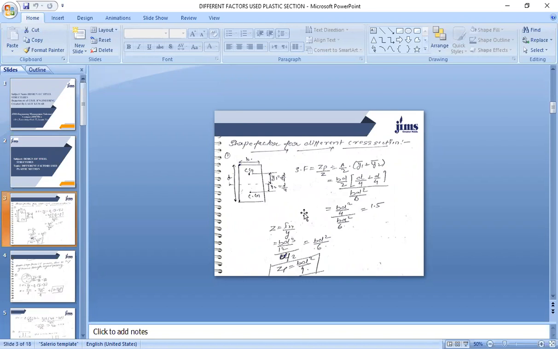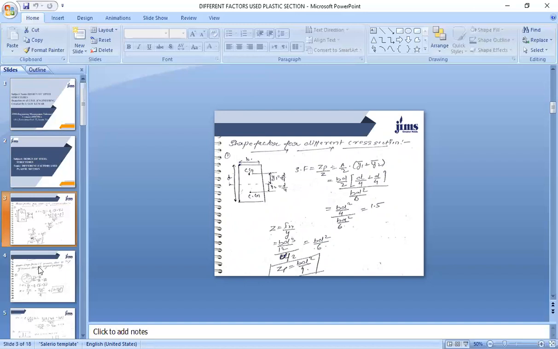If we have a rectangular section, the shape factor, as we all know, is calculated by plastic section modulus divided by section modulus. The plastic section modulus Zp is defined as A by 2 into (y1 plus y2), and the section modulus Z for a rectangular section is BD square by 6. By solving this, we get the shape factor for a rectangular section as 1.5.